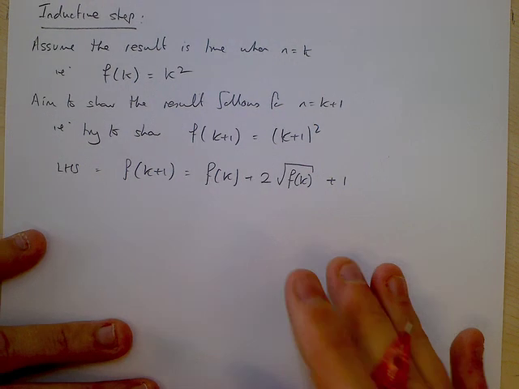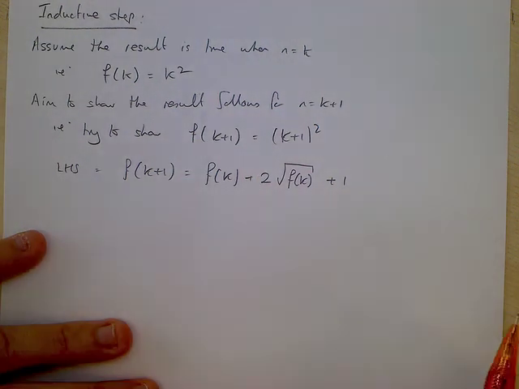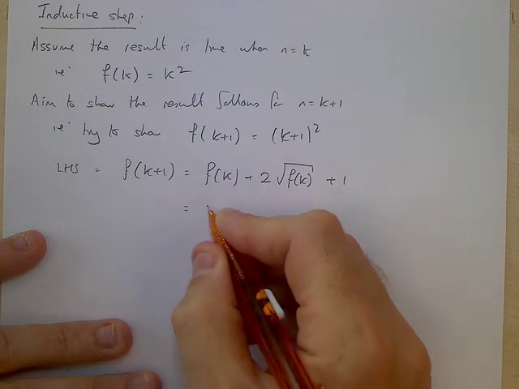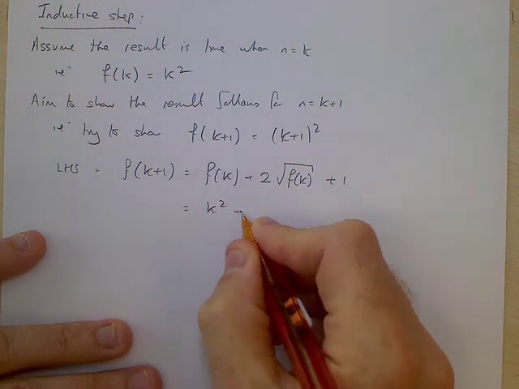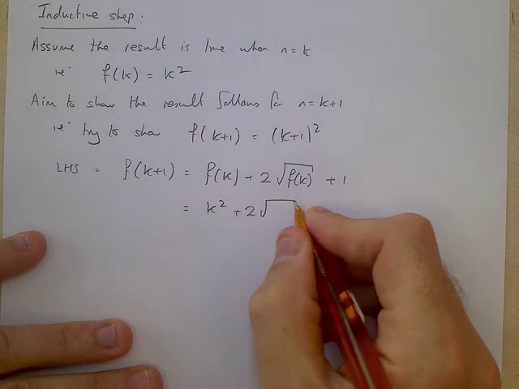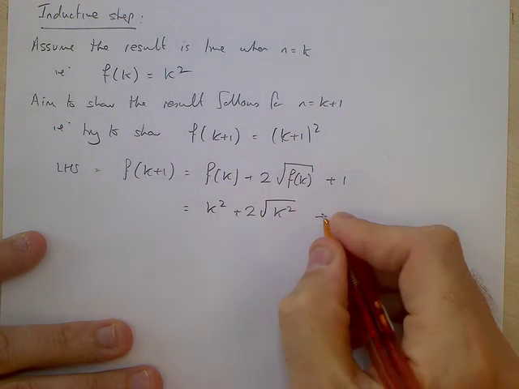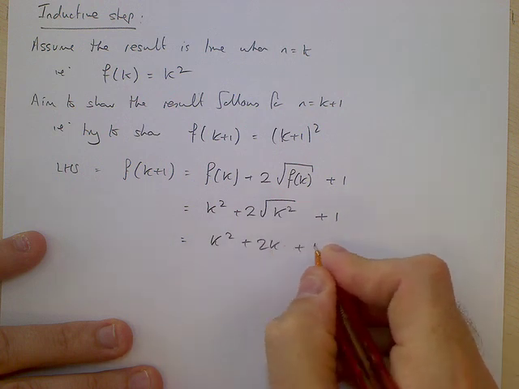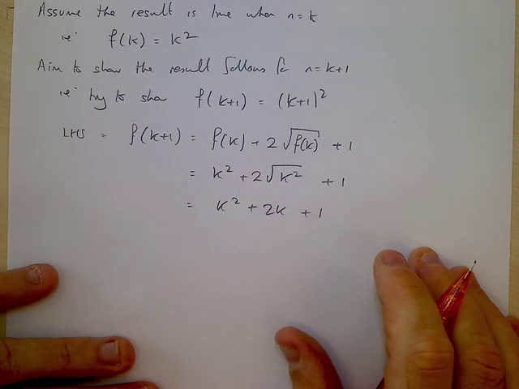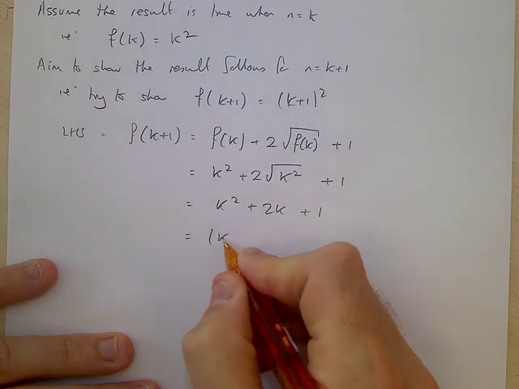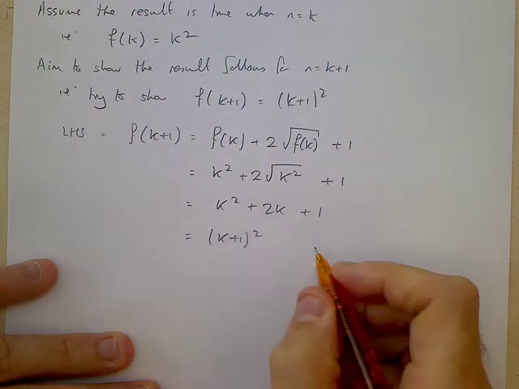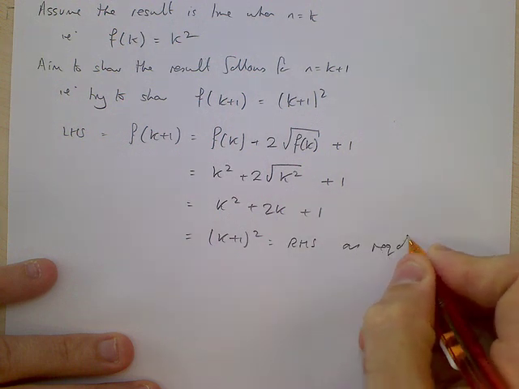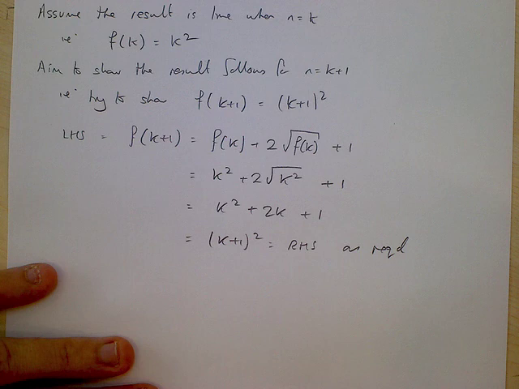Now of course, by my assumption, I know that f of k is equal to k squared. So this is where I use my assumption. f of k is k squared, plus 2 lots of square root of k squared, which is k squared plus 2k plus 1. Of course, that factors very nicely to be k plus 1 squared, which is equal to the right-hand side as required. So I've completed the inductive step.